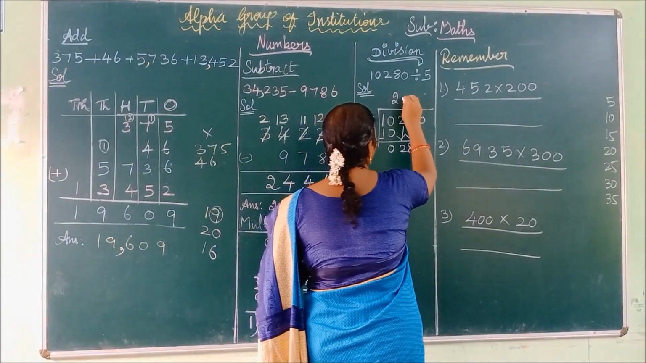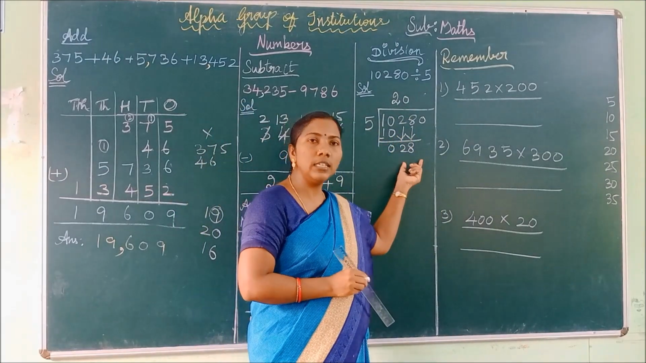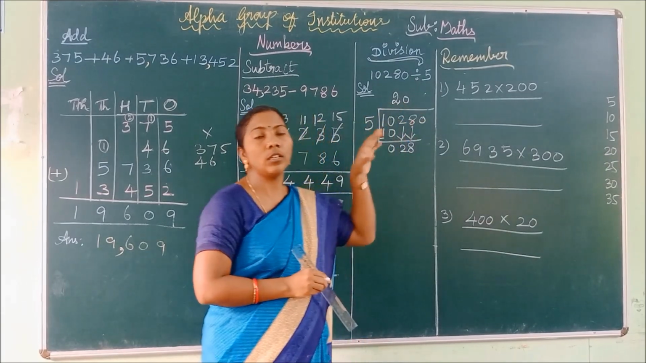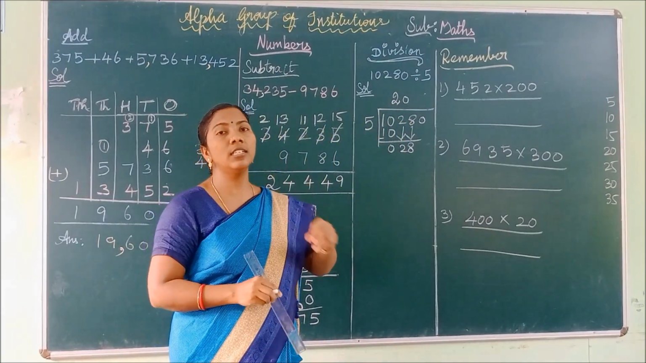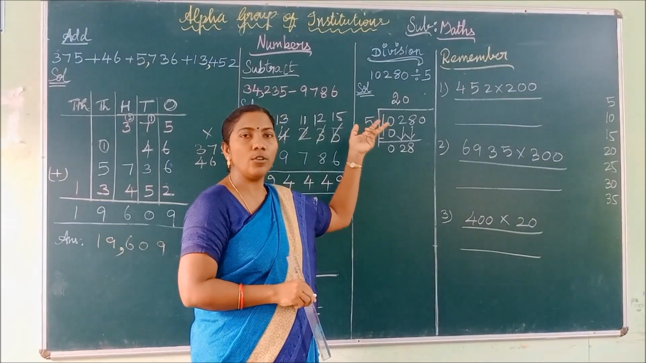So it is a rule of division. If you are bringing down 2 digits at a single step, you have to add 1 zero in the quotient. Suppose you are bringing down 3 digits at a single step, it means you have to add 2 zeros in the quotient. Do you understand, children?